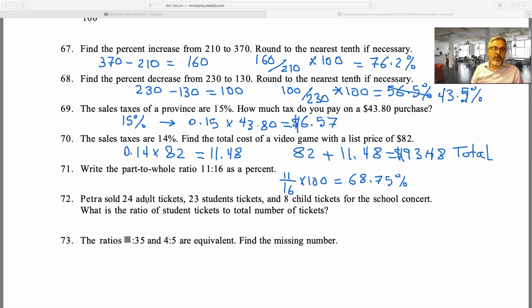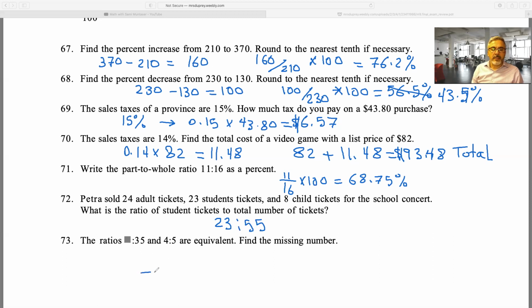Now, Petra sold 24 adult tickets, 23 student tickets, and 8 child tickets for the school concert. What's the ratio of student tickets to the total number of tickets? So student tickets is 23. The whole, that's 23 plus 8, that's 31. 31 plus 24, 55. So it's 23 to 55.